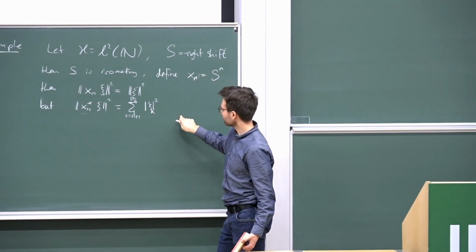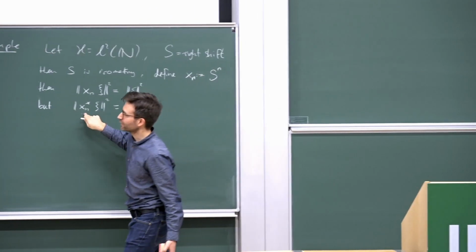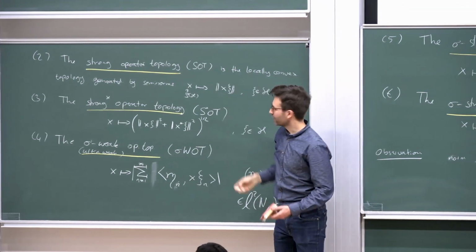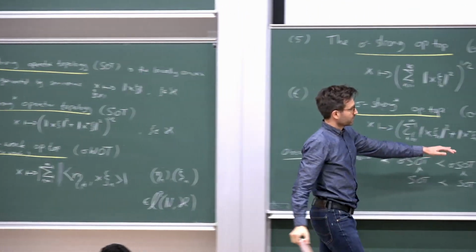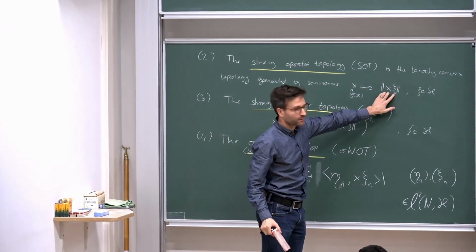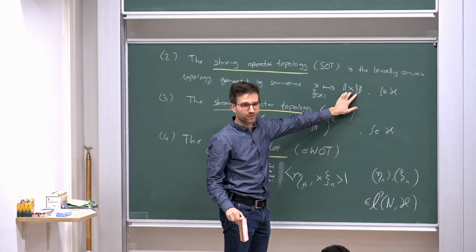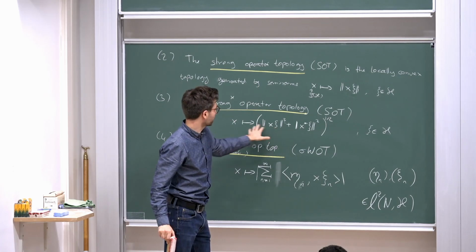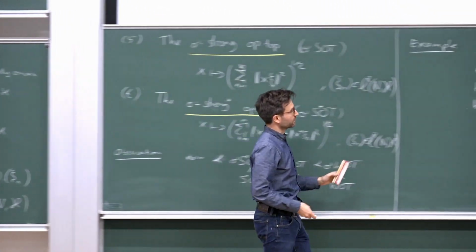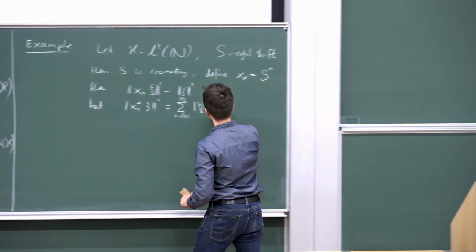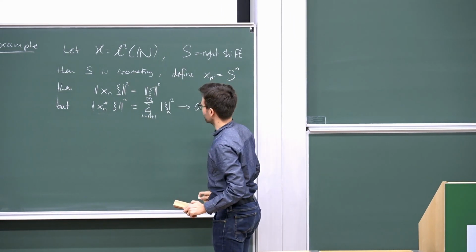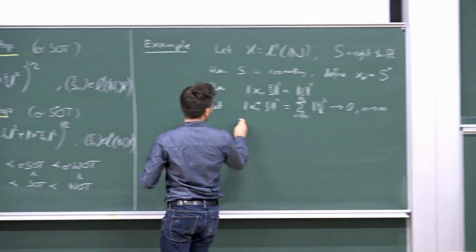And now you already see what I pointed out at the beginning. Here, the norm of Xn psi is in general different from the norm of Xn star psi. That's why we want a strong star operator topology. That's the reason for introducing this. So if we let n go to infinity, then this goes to 0.